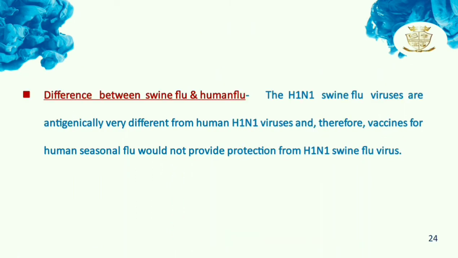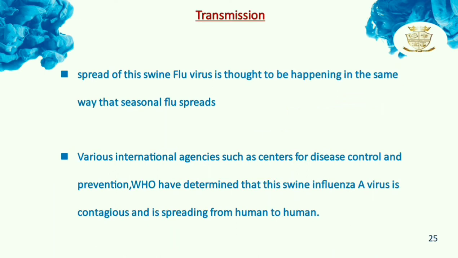The major difference between swine flu and human flu is that the H1N1 swine flu virus is antigenically very different from the human H1N1 virus, and therefore the vaccine for human seasonal flu would not provide protection from the H1N1 swine flu virus. The spreading of the swine flu virus is thought to be happening in the same way that seasonal flu spreads.